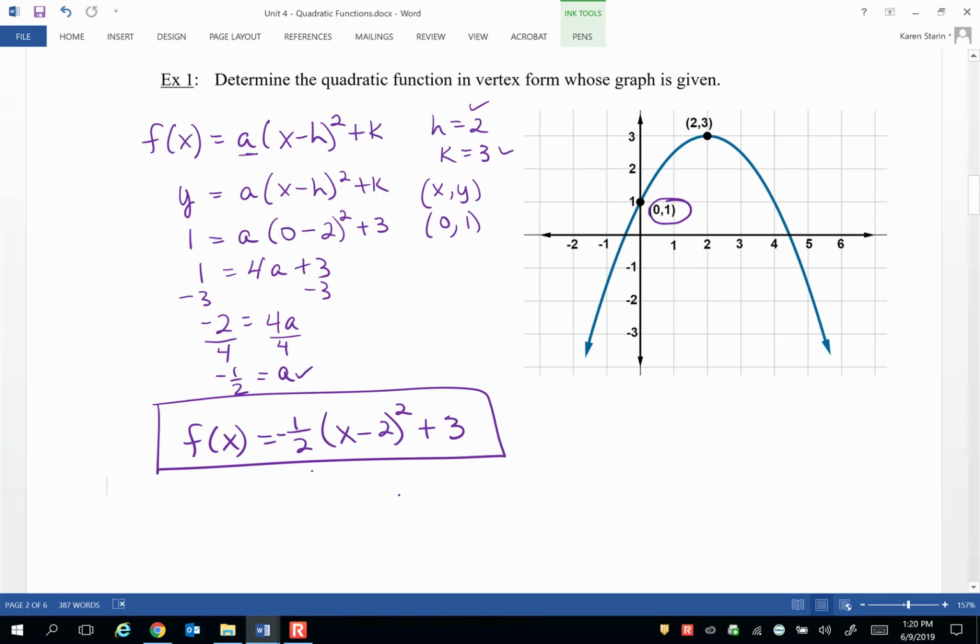Notice a is negative. A is negative 1/2. That's why the graph opens downward.